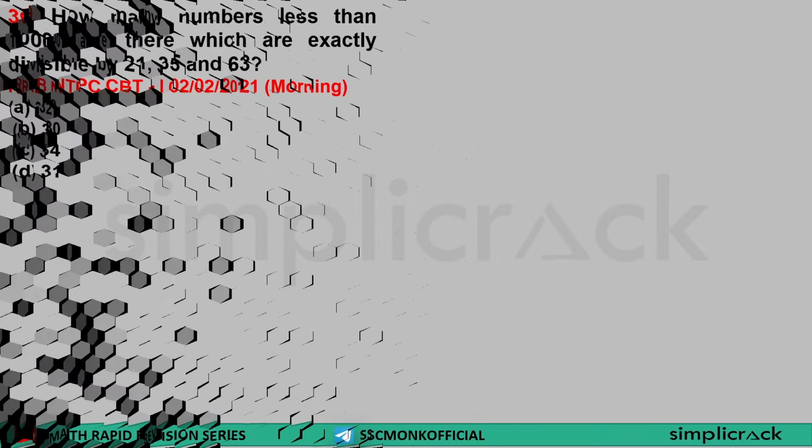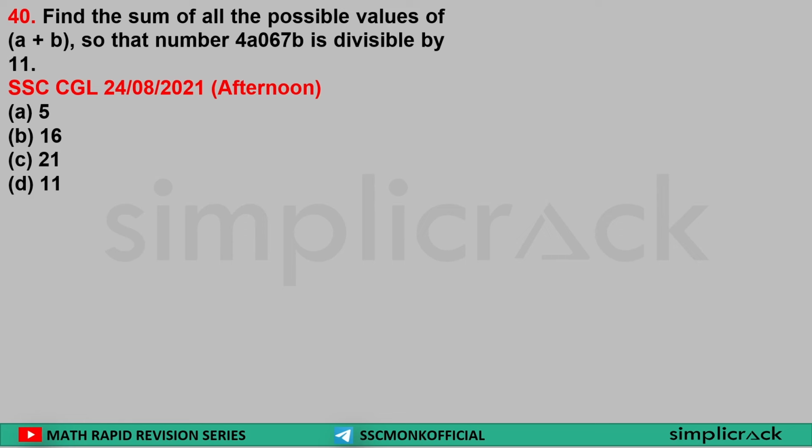Okay? Next. Find the sum of all possible values of a plus b so that 4a067b is divisible by 11. Sir, very simple. Sir, I have to add the alternate digits. So 4 plus 0 plus 7 plus 11 minus a plus 6 plus b. It should get me 0, right? That means a plus b: 11 minus 6 is equal to 5, minus a plus b is equal to 0. So what is the value of a plus b? 5. Simple as it is. Nothing to do over here.